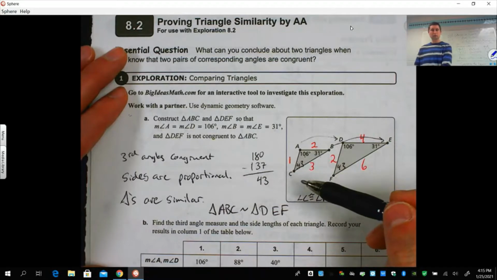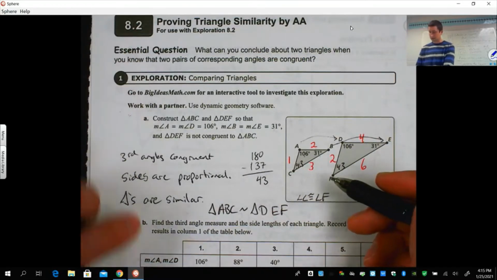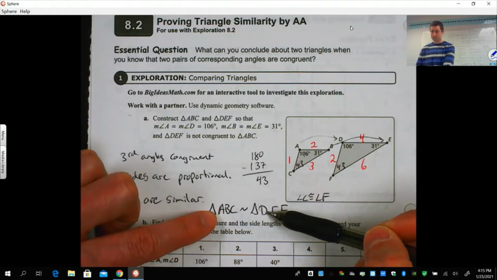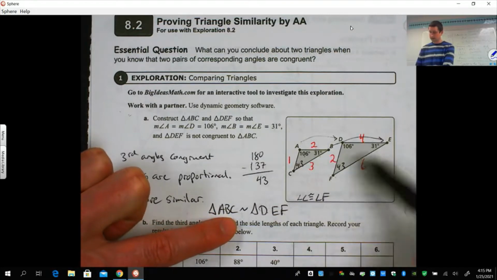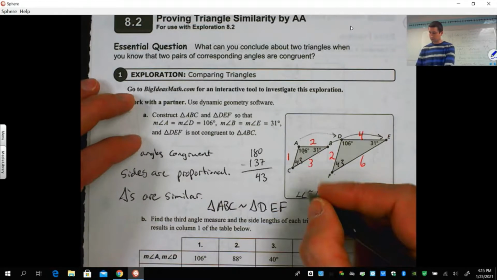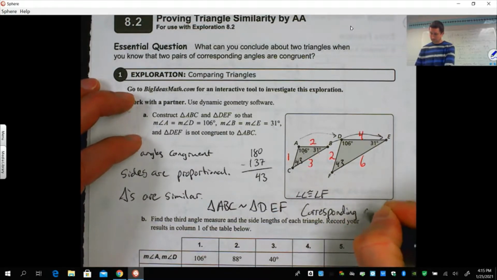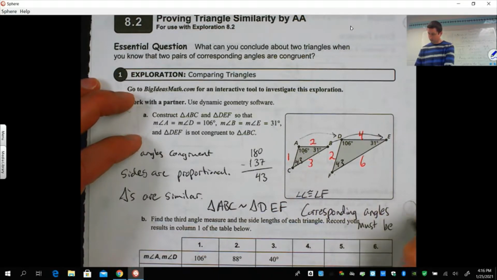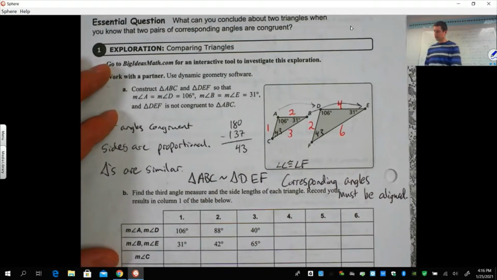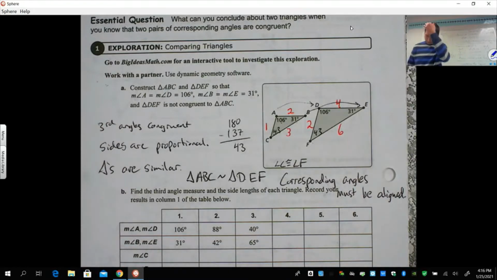Now make sure your corresponding angles match up. So A corresponds to D, B corresponds to E, C corresponds to F. So the corresponding angles must match up just like we did with congruency. So I'm going to say corresponding angles must be aligned. Not maligned, but aligned. Okay? So if you have two angles congruent, that's the main point here. That means the third angles are congruent, the sides are going to be proportional, and the triangles are similar.